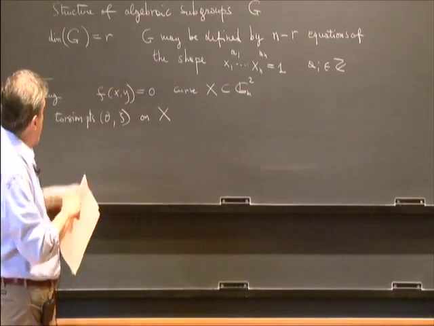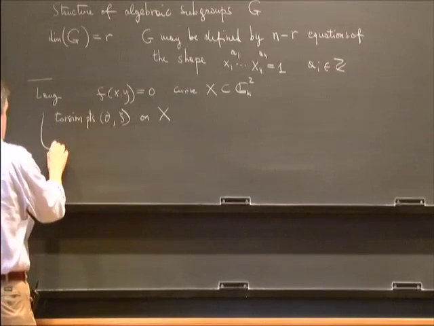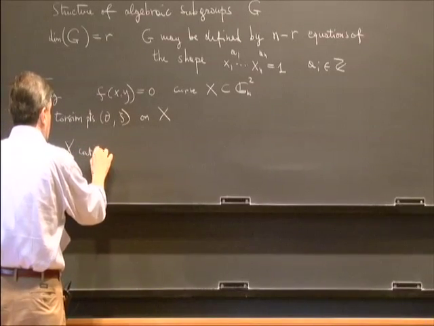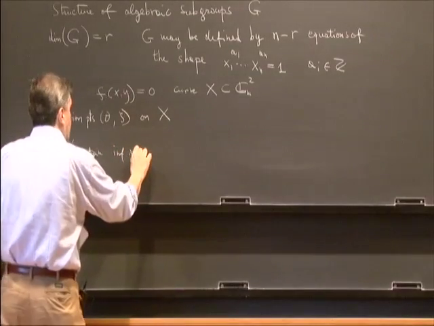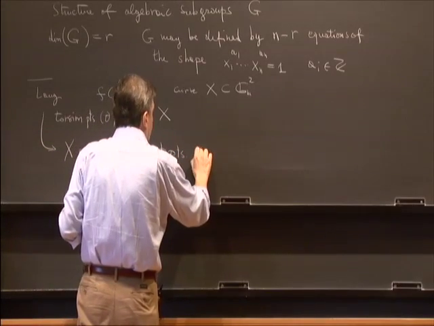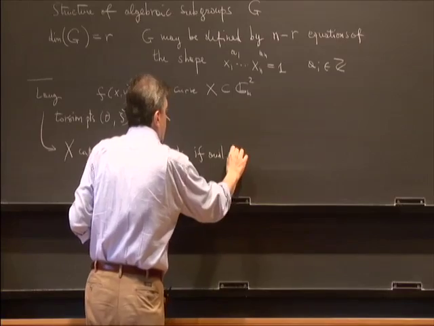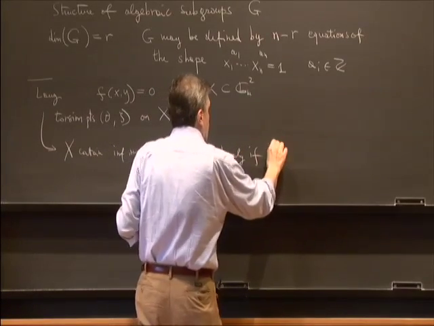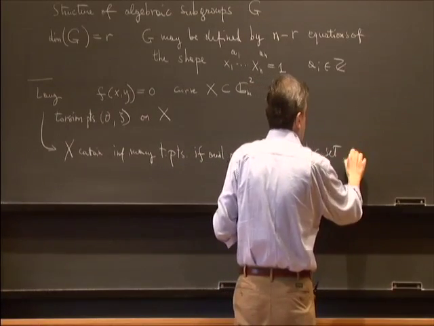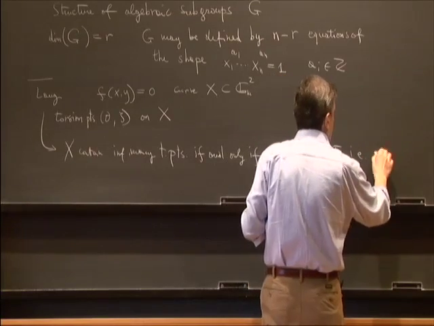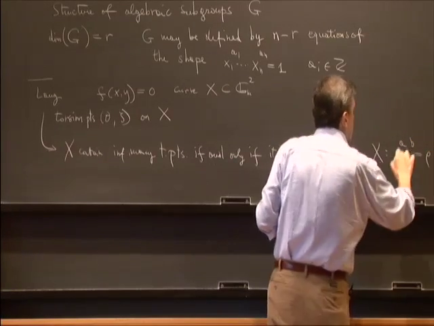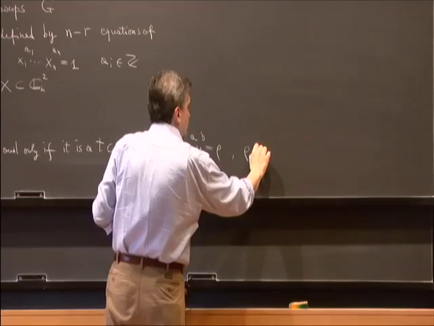So by this description, the statement of Lang can be rephrased: X contains infinitely many torsion points if and only if it is a torsion coset, which means that it is defined by some equation of this shape, with this rho a root of unity.